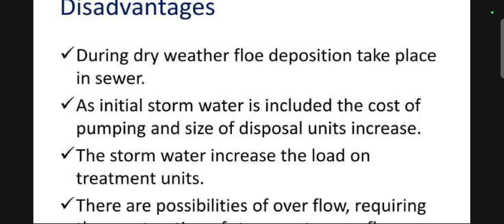Next, coming to the disadvantages. During dry weather, deposition takes place in the sewer. As initial stormwater is included, the cost of pumping and the size of the disposal units also increase.